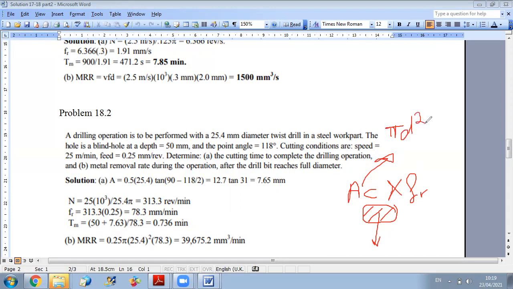And Fr was already calculated now, okay? So all we have to do is to multiply the cross-sectional area by Fr, and we get the material removal rate, okay? Any question on this problem?